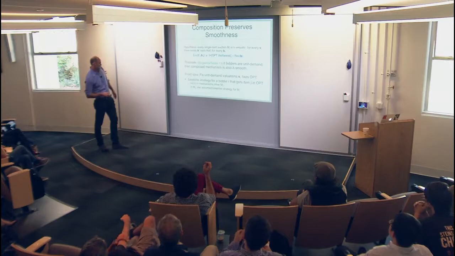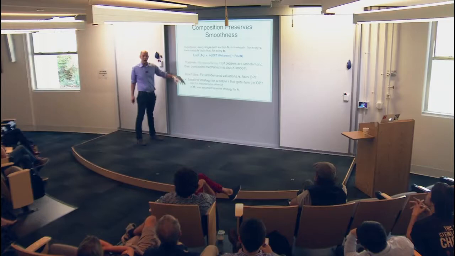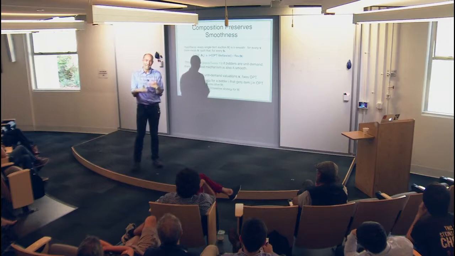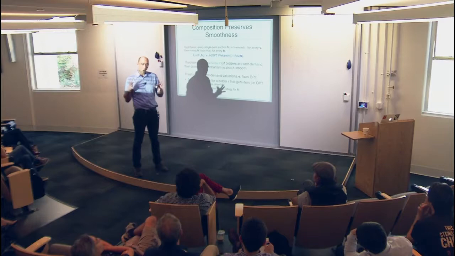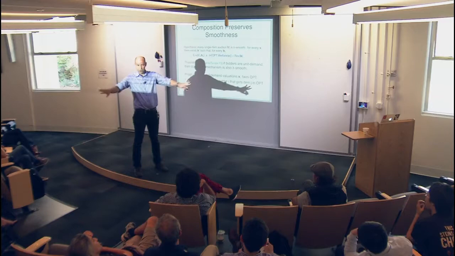So we just need to define baseline strategies. Obviously if you're not unit demand, you can again say, think about what I get in opt. But if you're not unit demand, you may get more than one thing. So you do the natural thing, which is you go all in on the goods you get in opt, and zero on everything else.